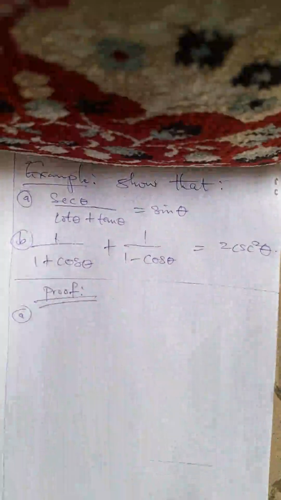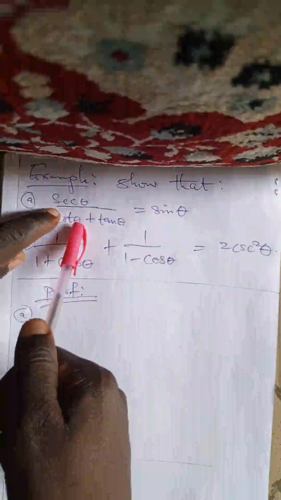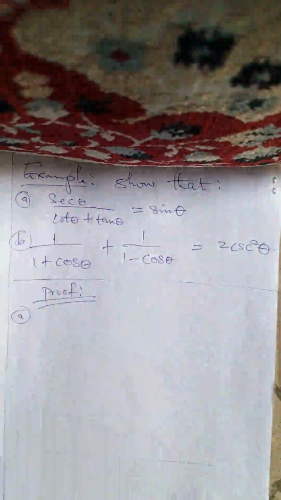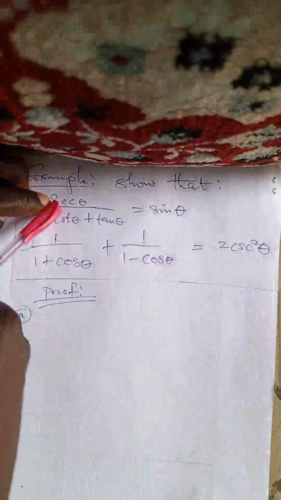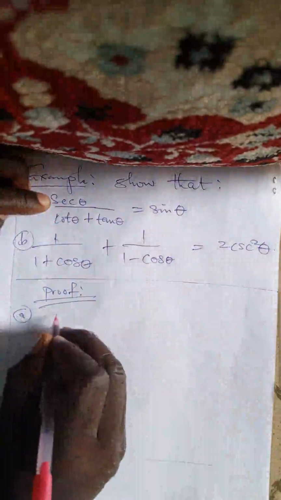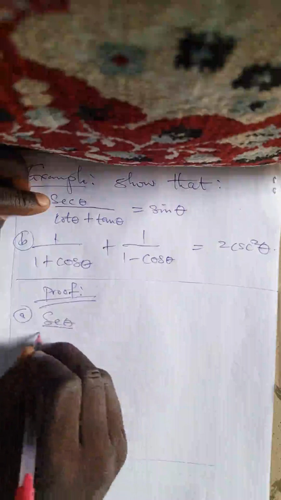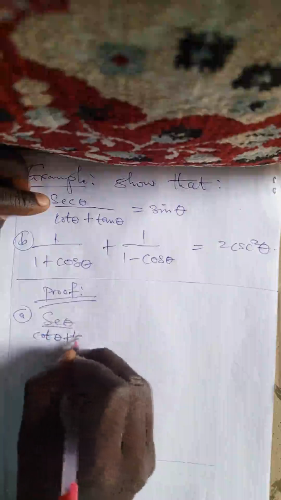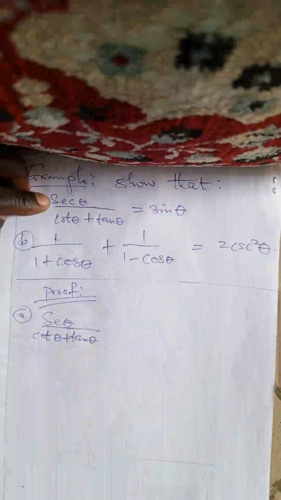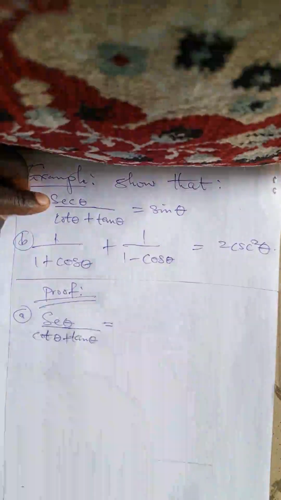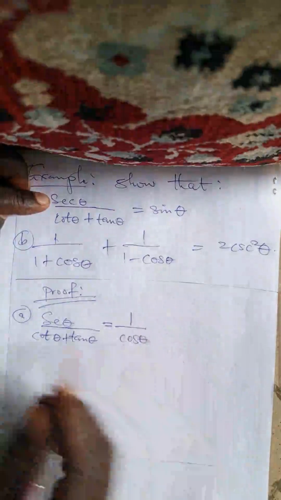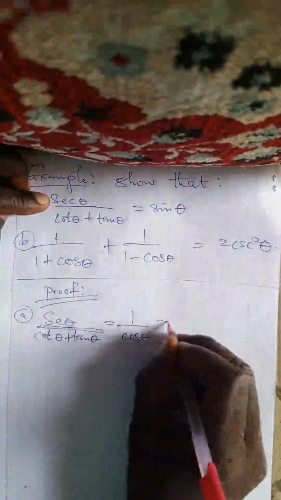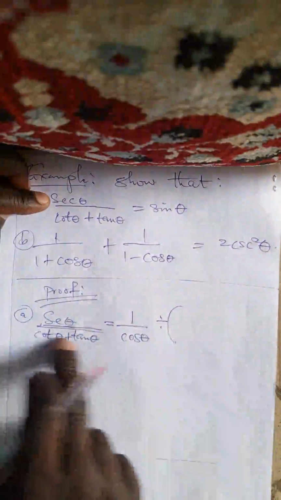To prove, it means we have to take the left-hand side and show that it is the same thing as the right-hand side using the usual operations as we know. It is very clear that sec theta is 1 over cos theta. We have sec theta over cot theta plus tan theta. You have to write the left-hand side first. So this is equal to, what is sec theta? Sec theta is 1 over cos theta. And then we have the division line, so we use the division sign.